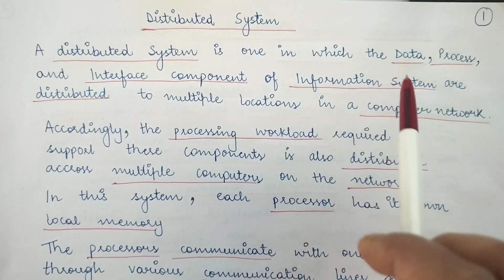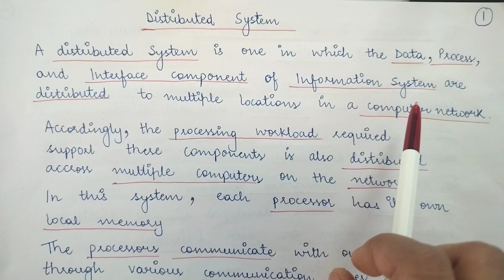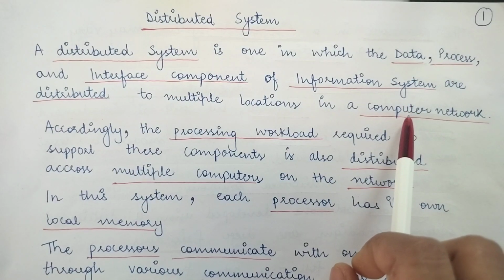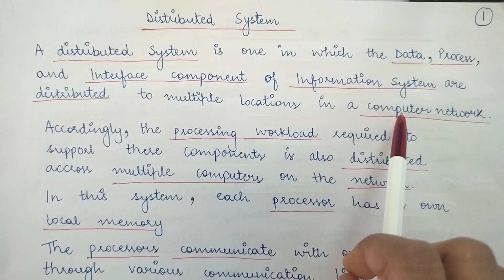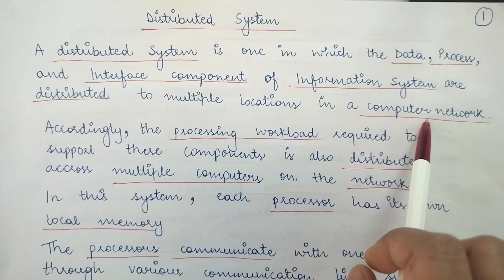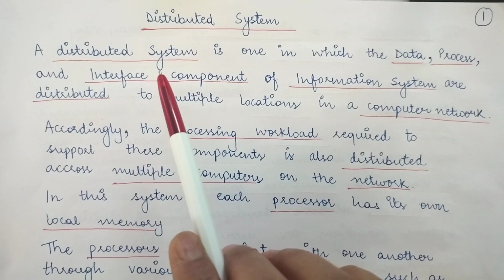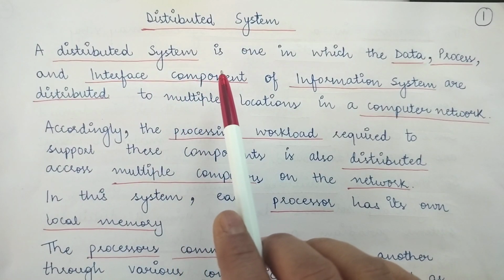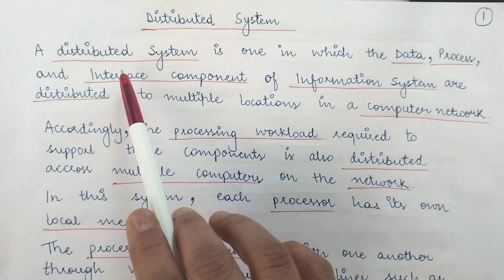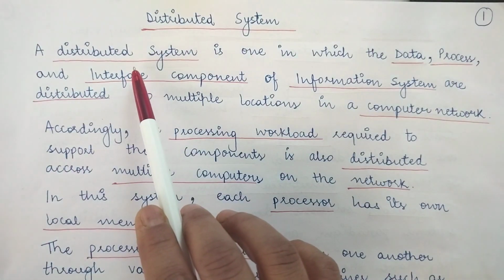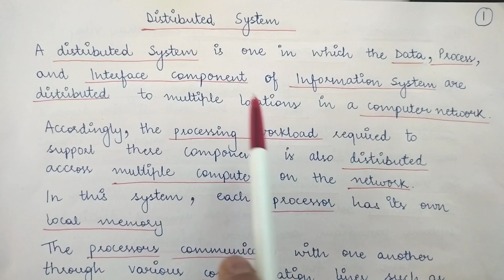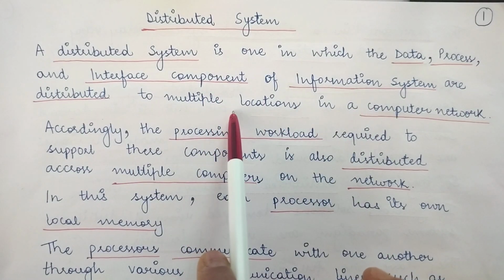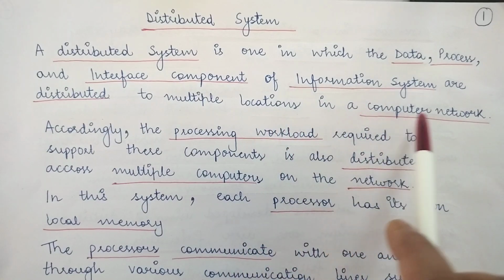So see, basically for any information system, you need to have a network of computers, right? Whatever information is being shared, it is shared through a computer network. And when we talk of a distributed system, as the name itself says, everything is distributed across multiple locations in the computer network. That means we do not keep everything at just one location, but we distribute it across multiple locations in the network.